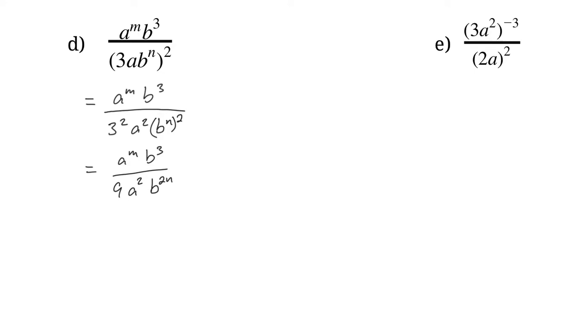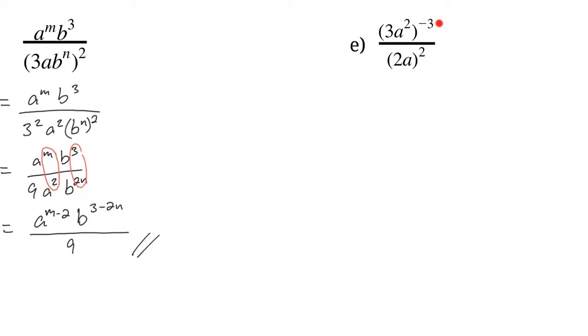And the only thing we can do is use our quotient rule, so we can subtract our exponents. Looking at our a, we can subtract m and 2. So this would just become a to the power of m minus 2. And looking at our b, we can do the same thing and subtract. So it would just be b to the power of 3 minus 2n. And that's our numerator, and in the denominator, we still have this 9. And that's our final answer.